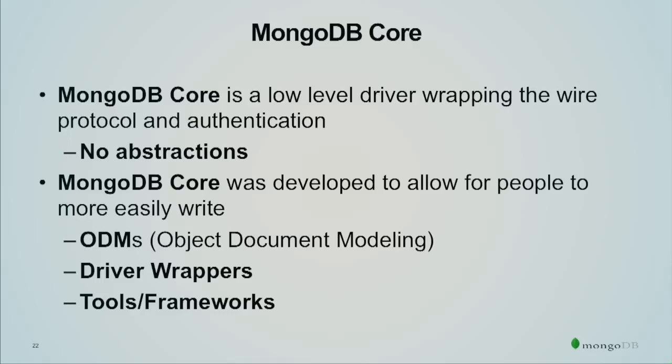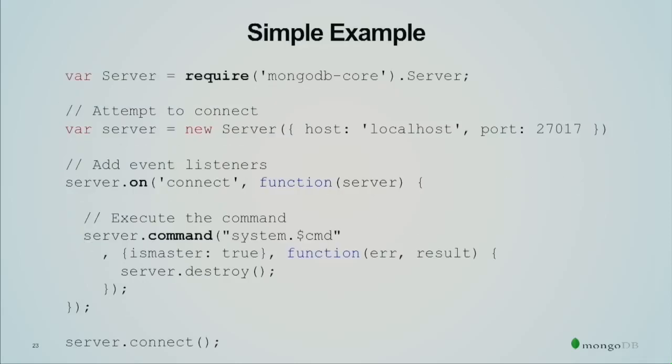If you're writing your own wrapper because you have a specific interest in a specific way of doing programming, let's say you're doing TypeScript or CoffeeScript or whatever, and you don't care about wrapping these higher level abstractions, this is the thing for you. Or if you're doing tools or frameworks. Very simple example: this thing does not have any URI ability to discover topology. You need to know exactly what you're connecting to.